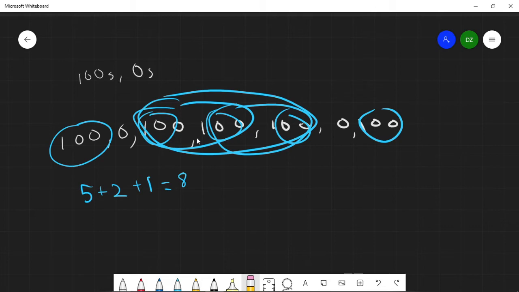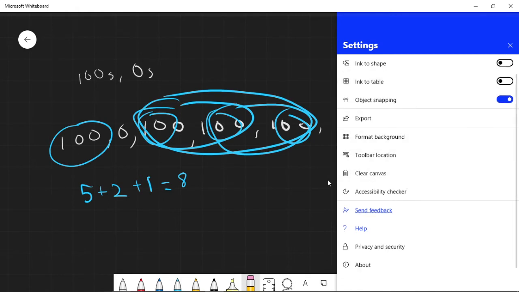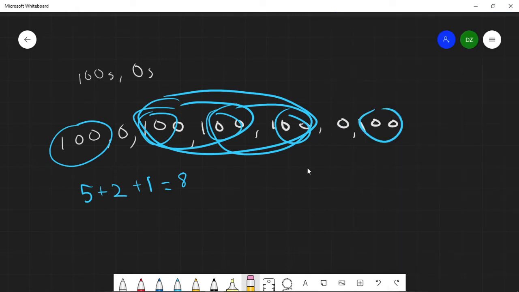So, yeah. I wish I had a smart eraser. Can I have a smart eraser? Insert menu. No, whatever. I don't really care. But yeah, I'm just gonna have to undo this.